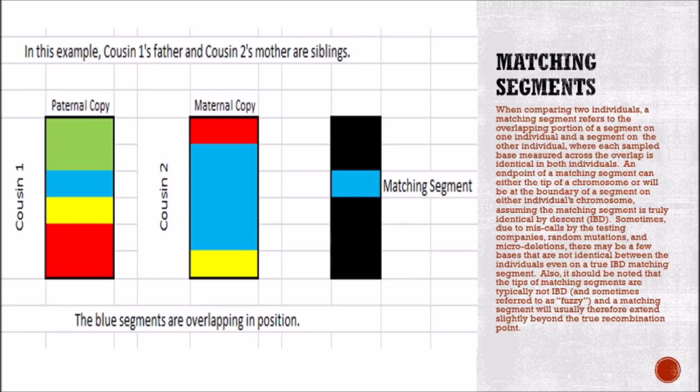Here we have two people that descend from those same grandparents. They're first cousins. Cousin one is the one we looked at already, who had 4 segments on his paternal copy of his chromosome. On the other copy, on his mother's side, he's not related to this other cousin, because this is a paternal cousin. In this example, cousin one's father and cousin two's mother are siblings. That's what I picked here. So then we're going to compare that to the maternal copy of cousin two.